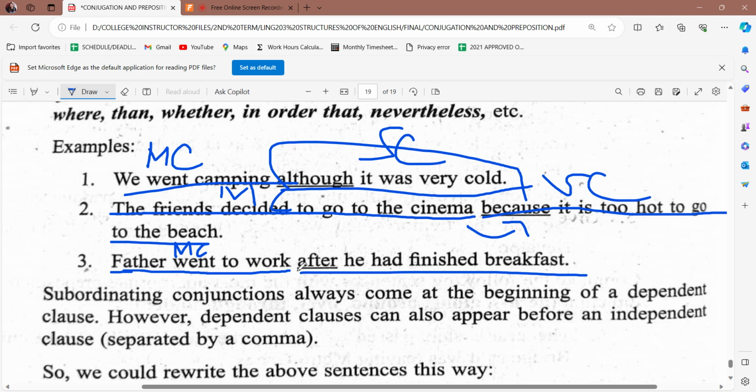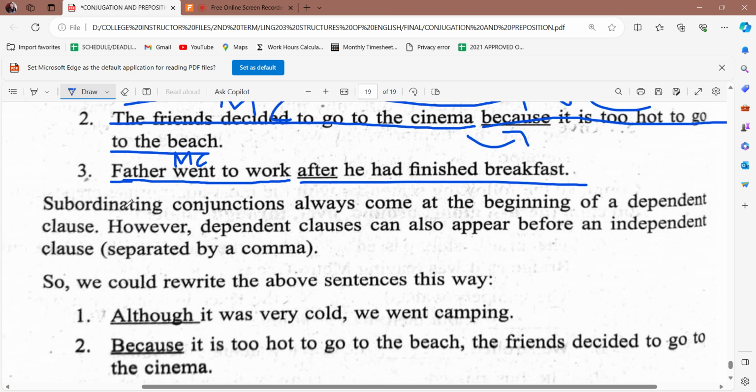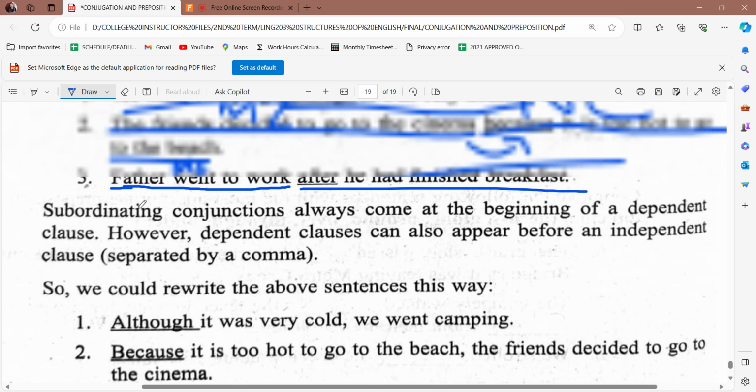Okay, so here, "after he had finished breakfast." After he had finished breakfast. So this one does not have a complete thought. You're going to ask, what did they do after they finished their breakfast, right? Subordinate conjunctions always come at the beginning of a dependent clause. However, dependent clauses can also appear before an independent clause, and it is separated by a comma.